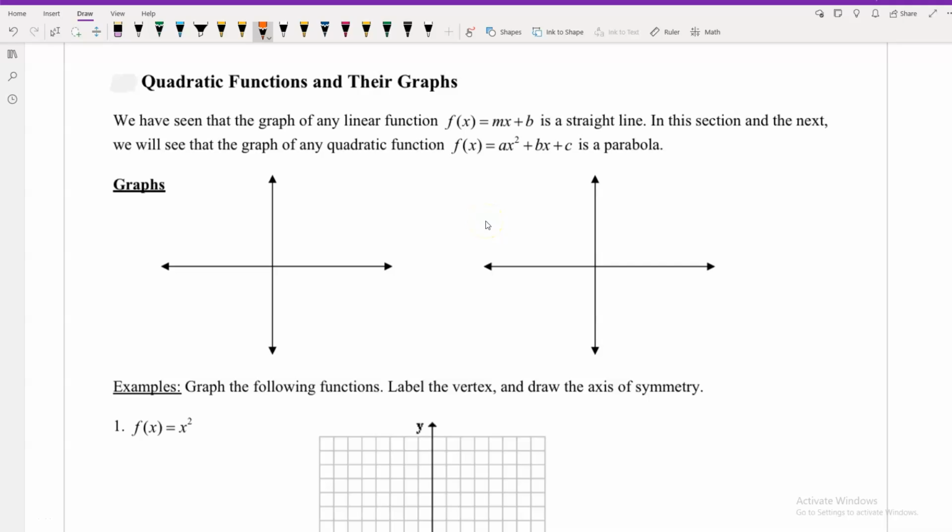Quadratic functions and their graphs. So here we have f of x equal to mx plus b. This is a straight line. And we have f of x equal to ax squared plus bx plus c. This is a parabola.